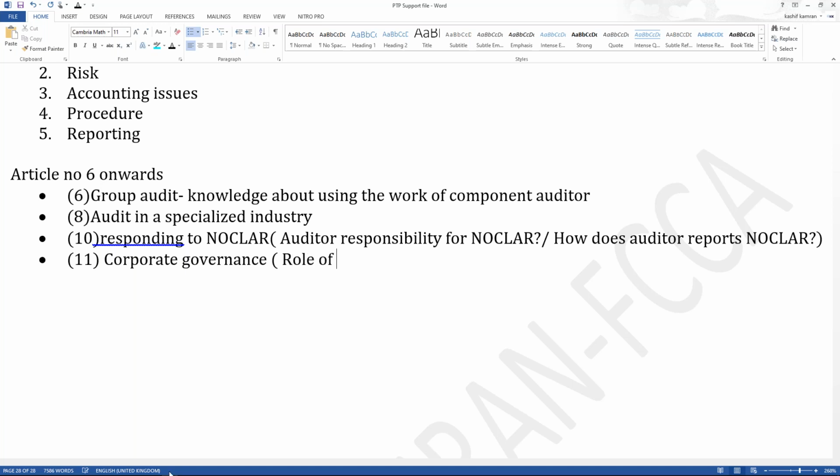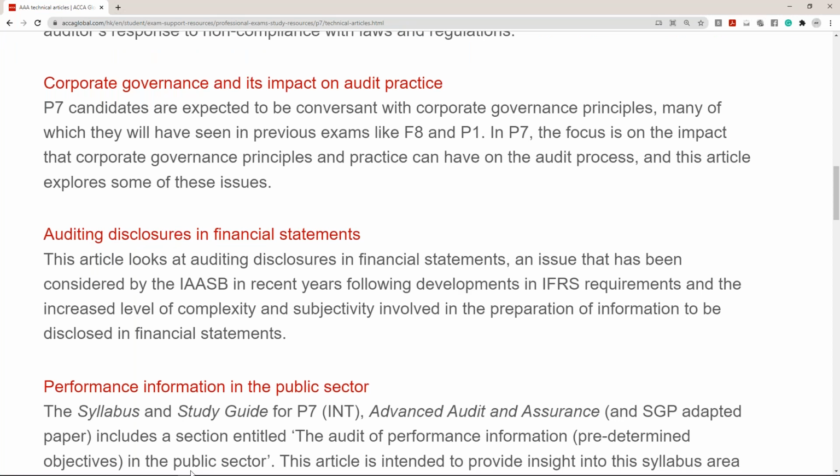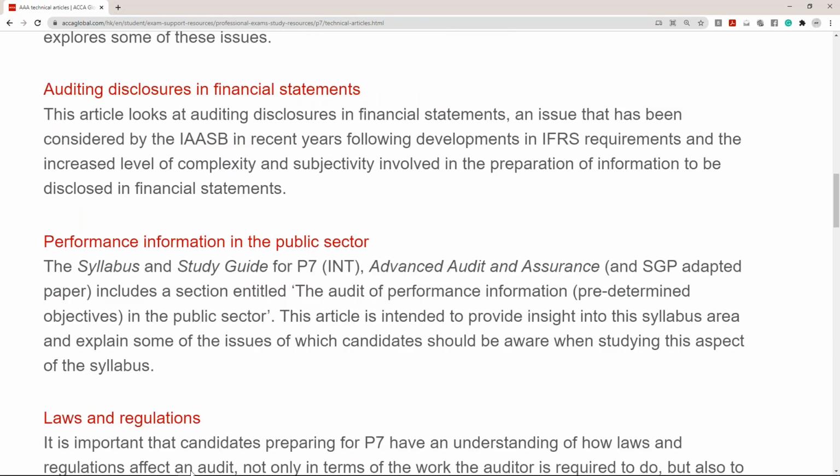From this article, you should know the role of the audit committee, what exactly the audit committee does in the context of an audit cycle. Okay, number 11. You come to number 12. On number 12, you have an article, auditing disclosures in financial statements.